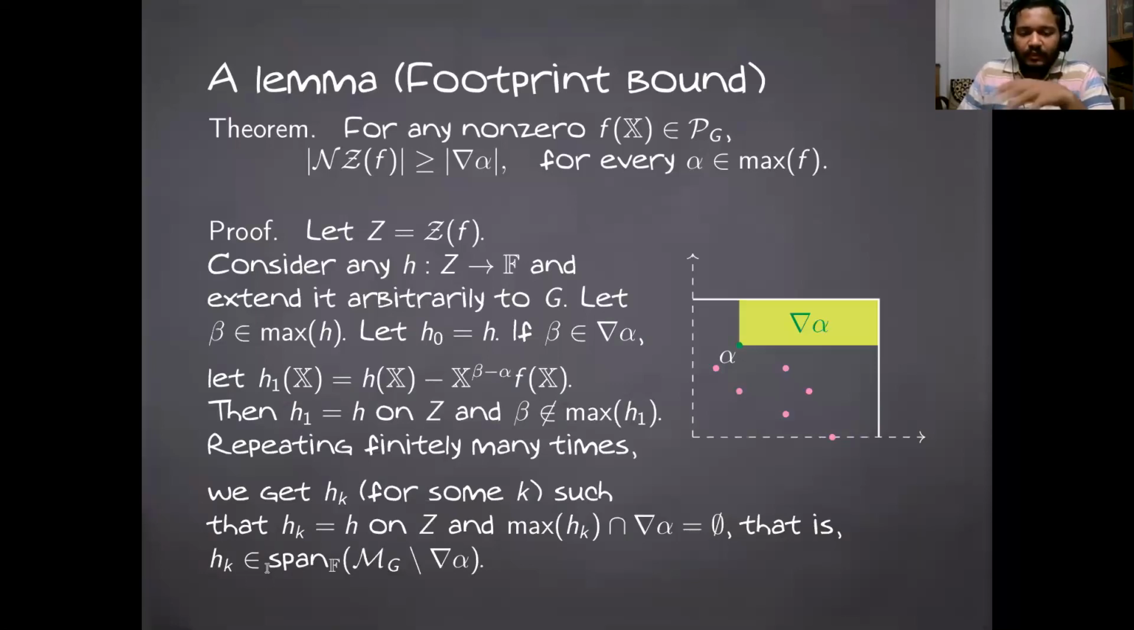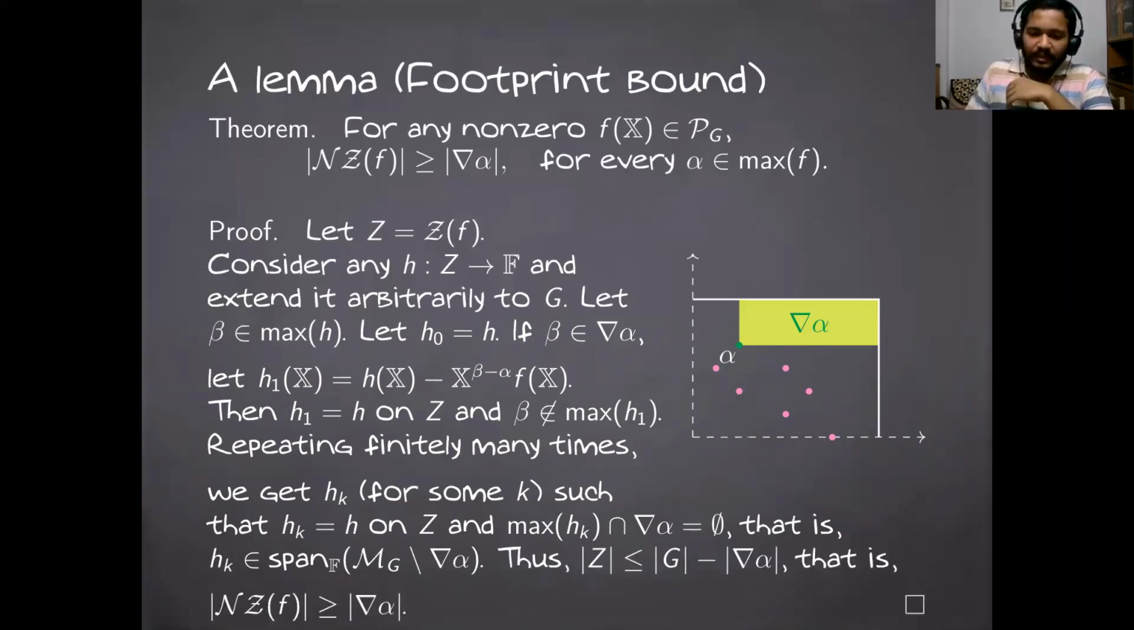And therefore, H_k for some k is going to be in the span of M sub G minus shade of alpha. But this was an arbitrary function. So what this means is that the dimension of the function space on Z is at most the size of M sub G minus shade of alpha, right? But the dimension of the function space on Z is the size of Z. So the size of Z is at most size of G minus shade of alpha. Take the complement. Therefore, the non-zero set of f is at least the size of the shade of alpha.